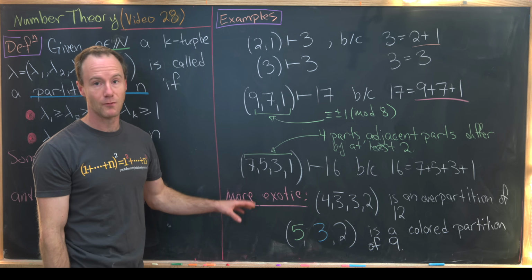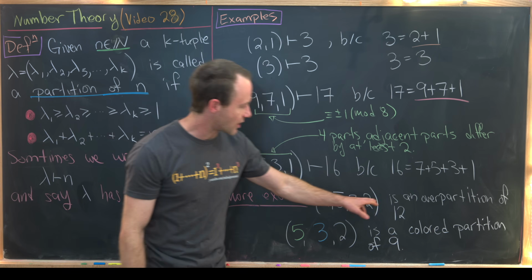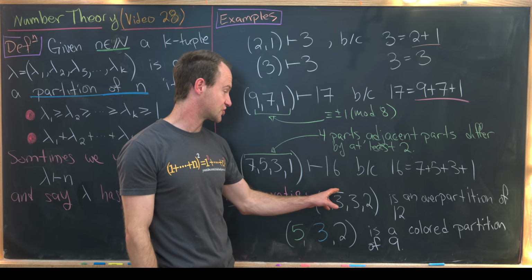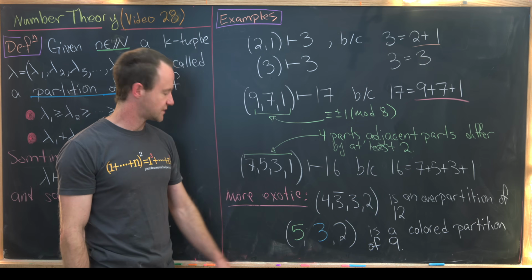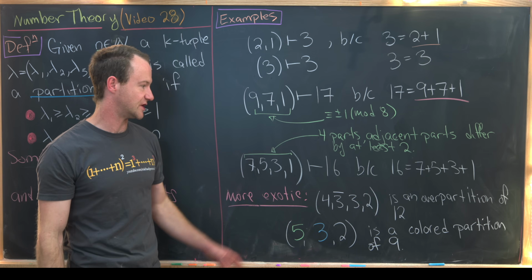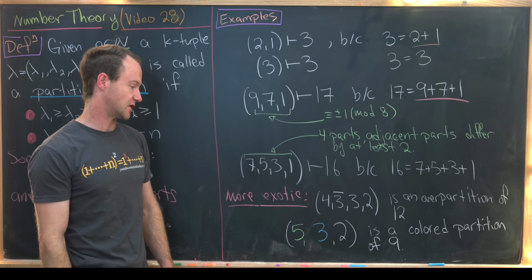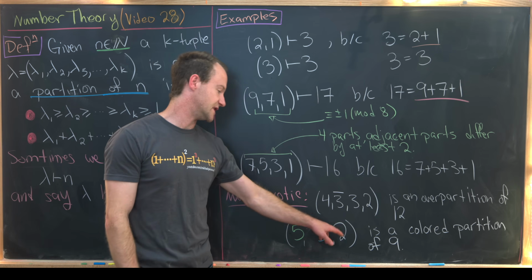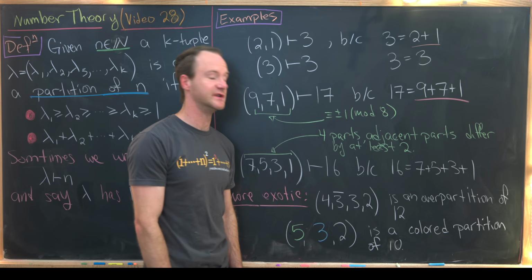Okay, and I want to point out there are more exotic notions in integer partition theory, which we won't cover. There are things called overpartitions, and those are partitions where some of the entries have a line over them. So you can count overpartitions as well as counting partitions. So notice this is 4, 3 with a line over it, 3, 2. That's called an overpartition. And in this case, it's an overpartition of 12. Then there are also things called colored partitions. So here, 5 is colored green, 3 is colored blue, and then 2 is colored white. And that is a colored partition of the number 10 because 5 plus 3 plus 2 is equal to 10.